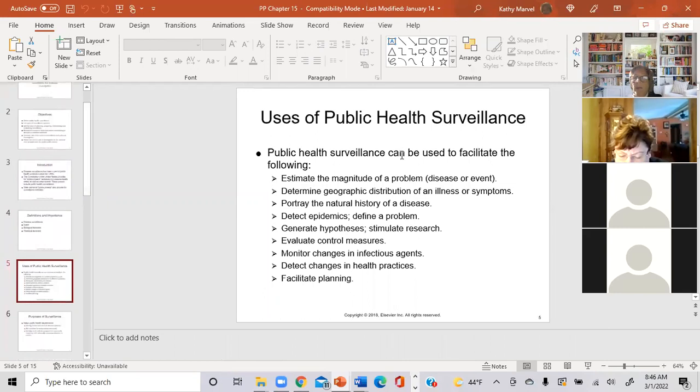Okay, why do we use surveillance in public health? Here's your answer. It's one of your objectives. We can estimate the magnitude of the problem, determine the geographic distribution of the illness or the outbreak, detect epidemics, monitor changes, detect changes in health practices, facilitate planning. So lots of uses for surveillance in public health.